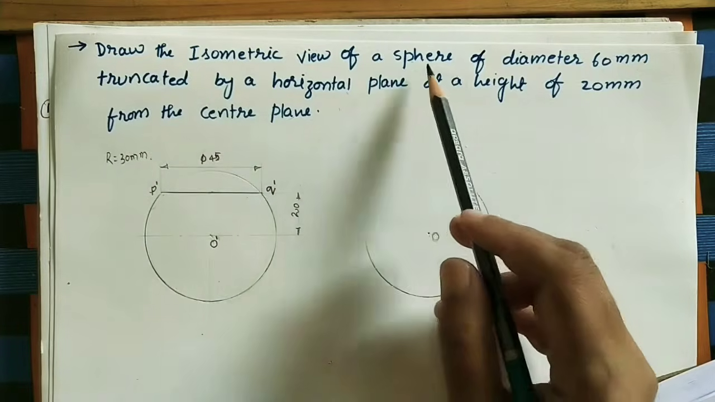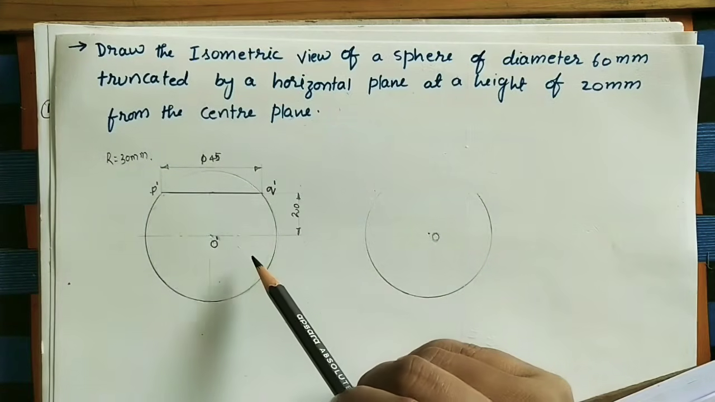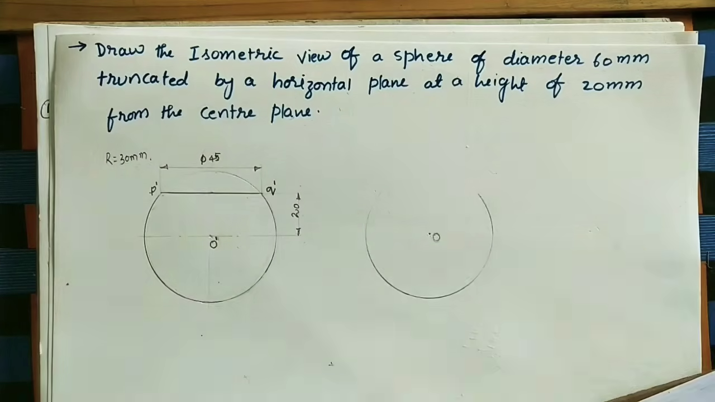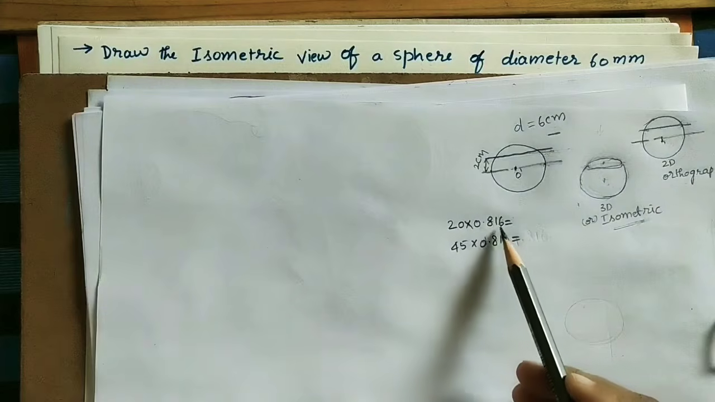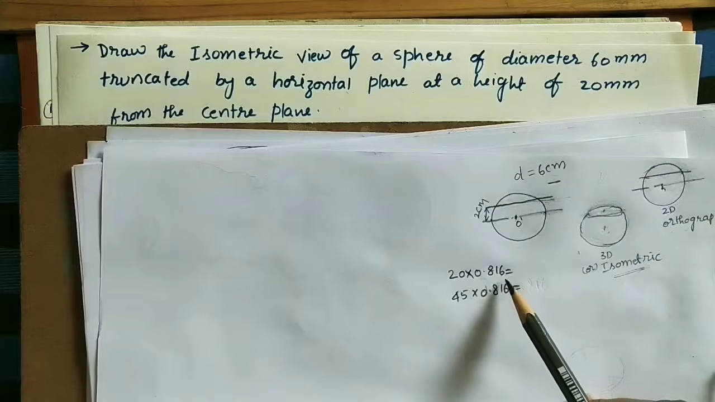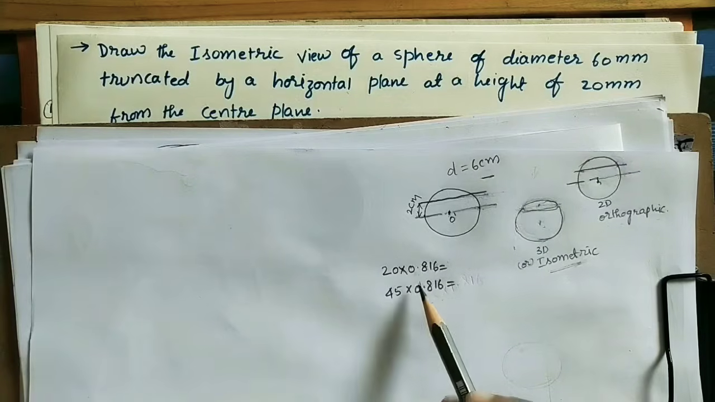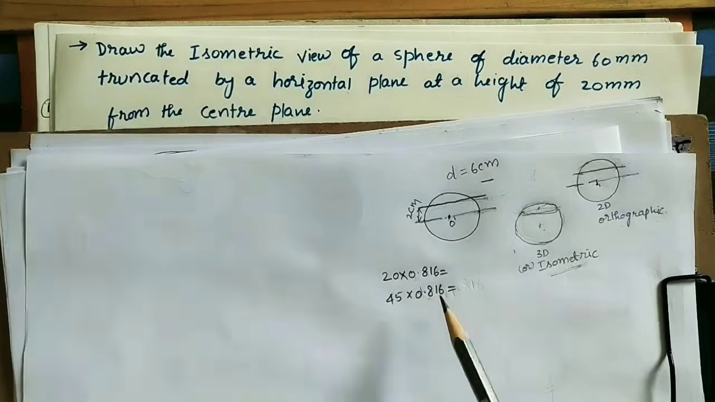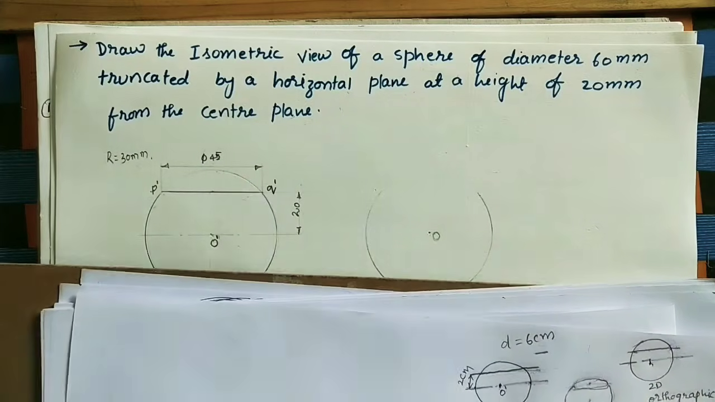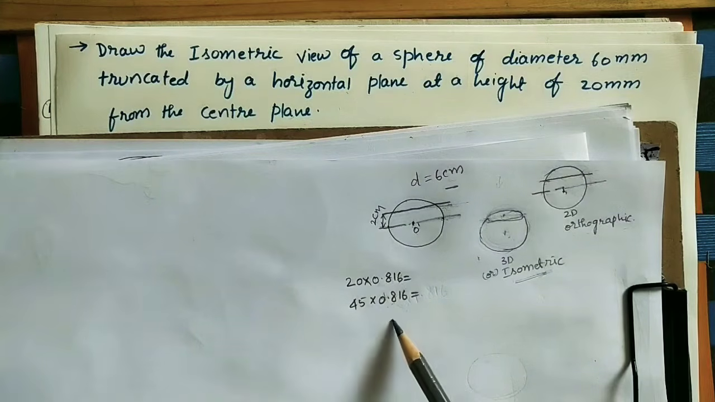For doing the isometric view of a sphere, I am not taking the radius of the sphere, I am taking it as it is. The other two dimensions we have to multiply with 0.816. Okay, the remaining two dimensions are 20 mm, so here I took 20 mm into 0.816, and next is 45 mm into 0.816. These are not sphere dimensions. These are the other two dimensions, the distance of the horizontal plane and the diameter of the top circular portion. Whatever remaining dimensions we have, we have to multiply with 0.816.